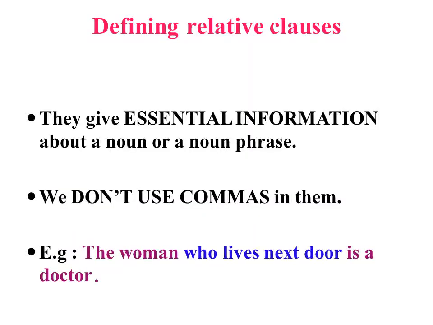Before we move to sentence number two, let's understand what is defining relative clause. They give essential information about a noun or a noun phrase. We don't use commas in them, as you saw in the example. There is no comma, and we can't omit anything. We can't omit the relative clause because it's very important. It gives me essential information. For example, this is another example. The woman who lives next door is a doctor. I can't omit the relative clause in here.